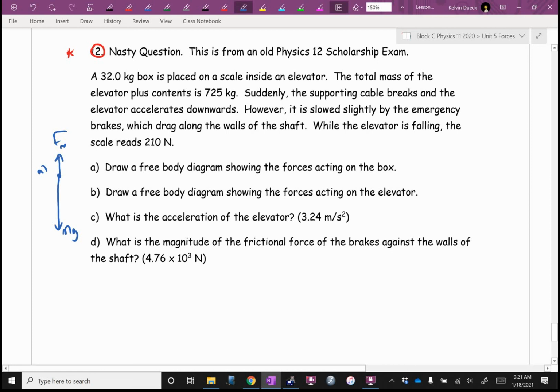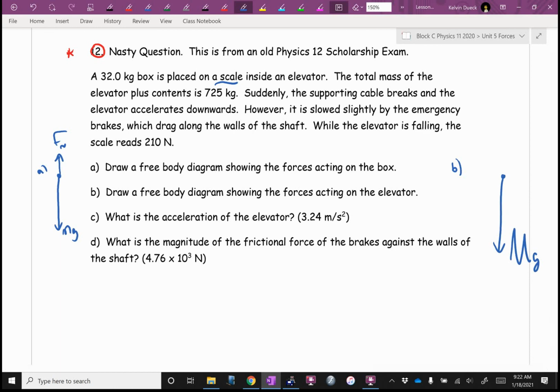By the way, I think when it's talking about a scale, normal force. Okay. B says, draw a free body diagram on the elevator. I'll do that here. What are the forces acting on the elevator? Get the obvious one. An old trick in physics, if you have two masses and you're being lazy, if one of them is smaller, use a lowercase m. If one of them is way larger, use an uppercase M. So I'm going to use big MG as my elevator.